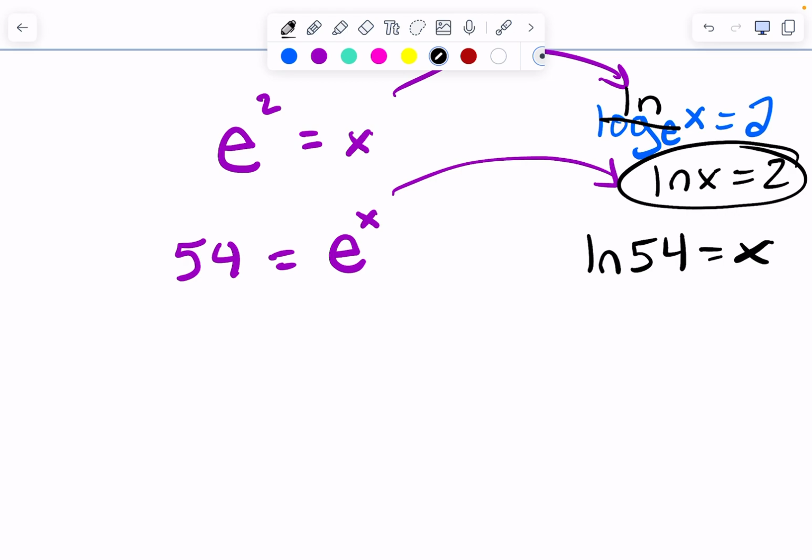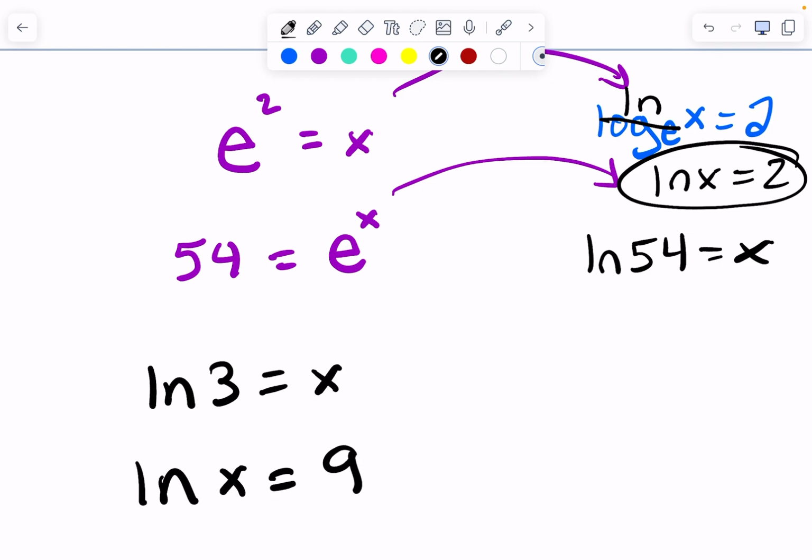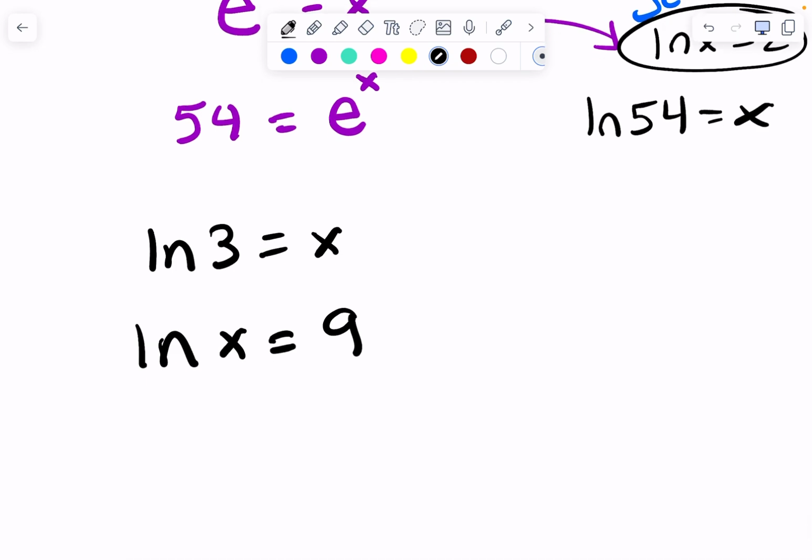Okay, let's switch the other ones. So let's say ln of 3 equals x. Let's say ln of x equals 9. Switch those two guys to the other form.